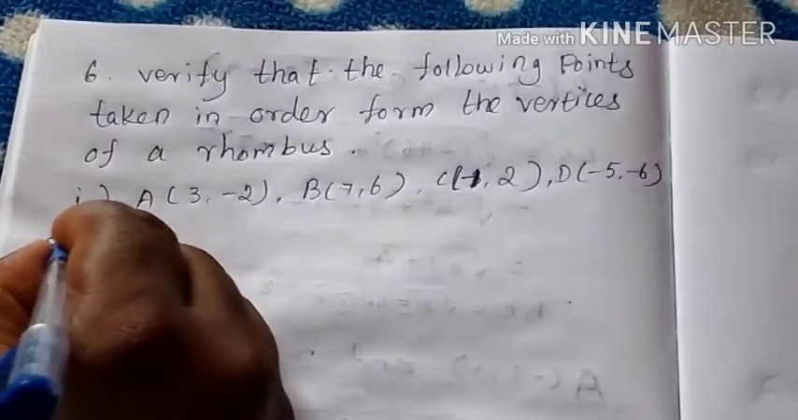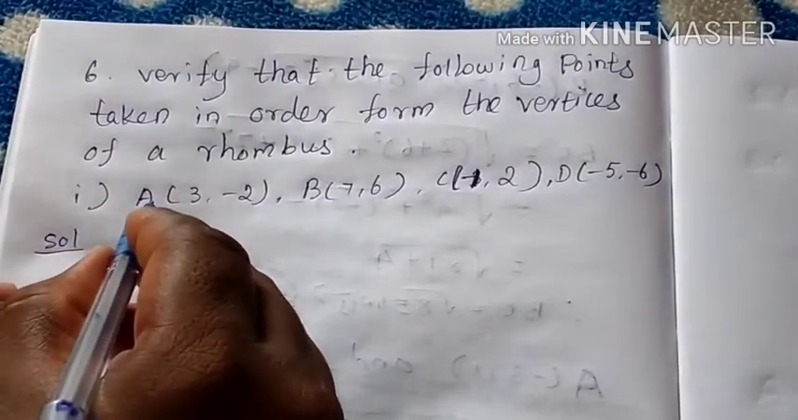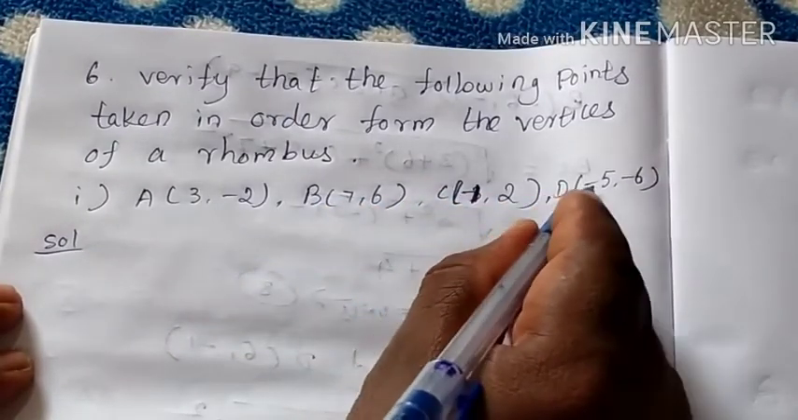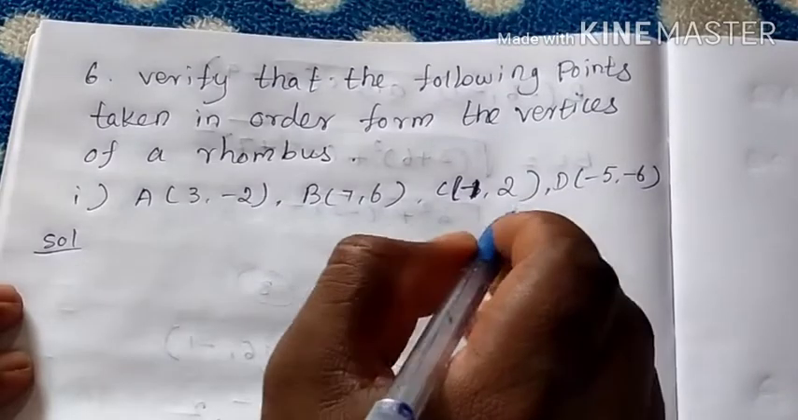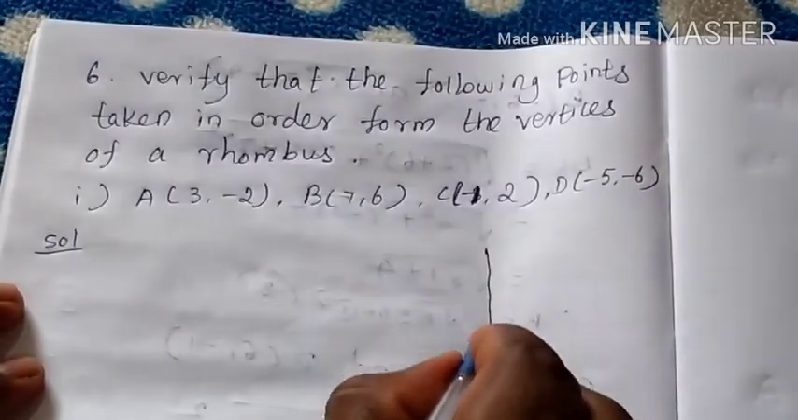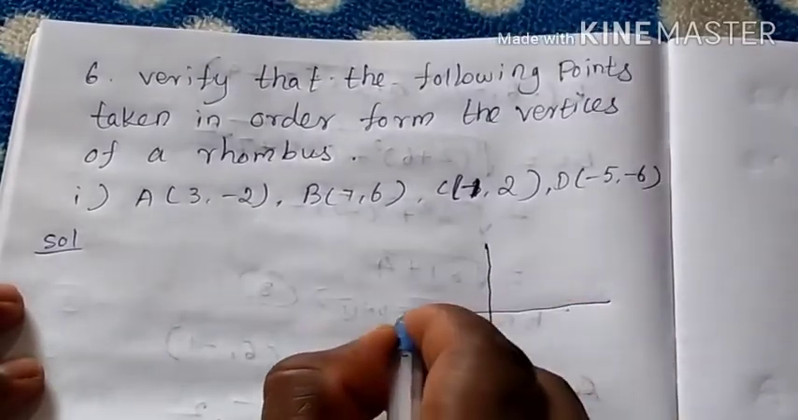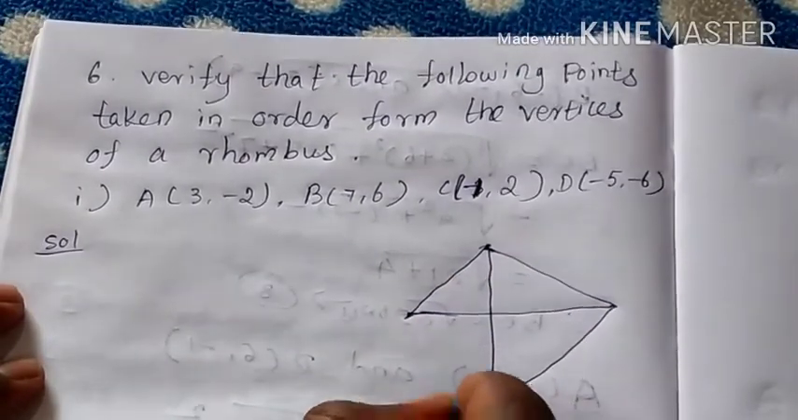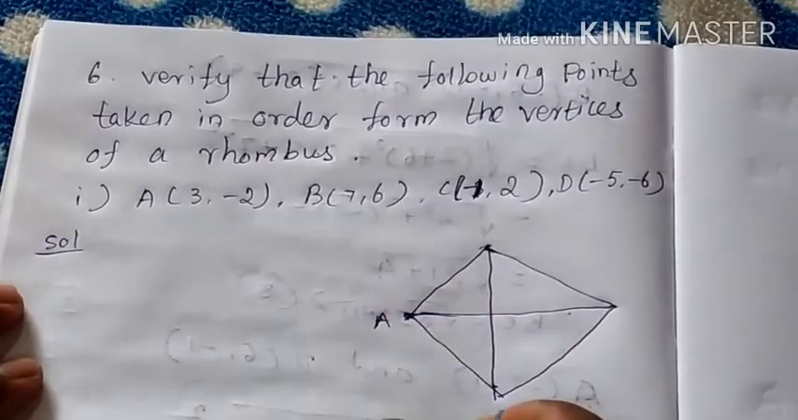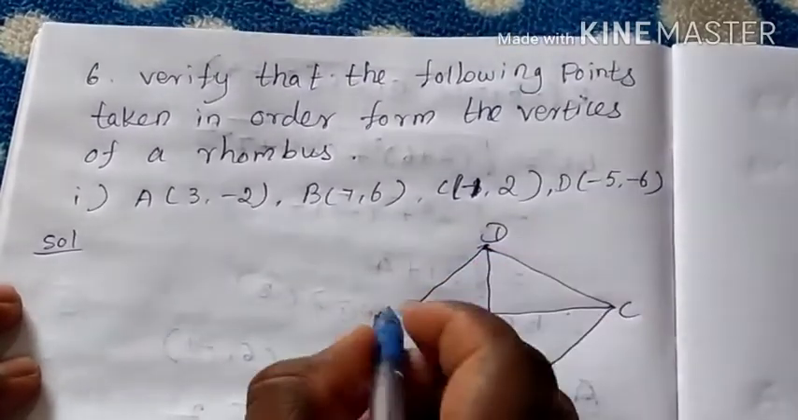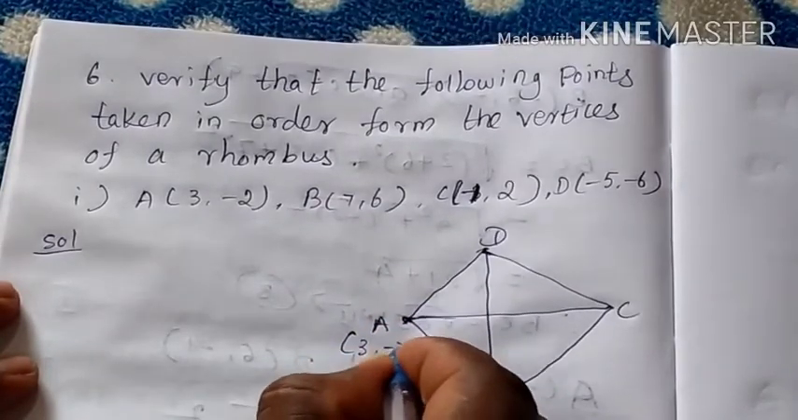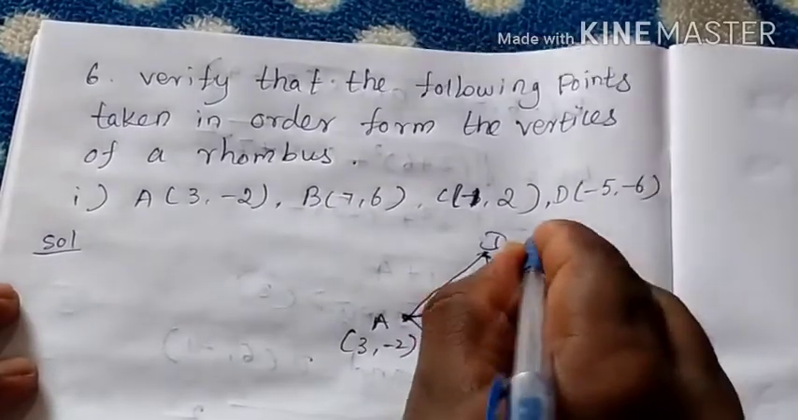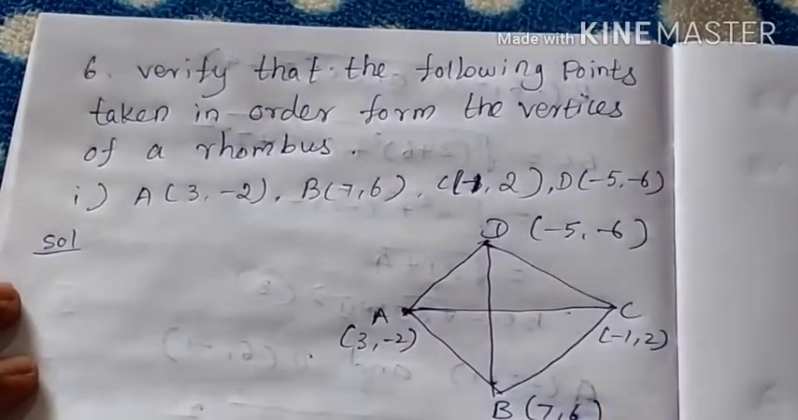Okay, the solution: the vertices are A is 3 comma minus 2, B 7 comma 6, C minus 1 comma 2, D minus 5 comma minus 6. Okay, the rhombus is this. Okay, this is A, B, C, D. The points are A is minus 3 comma 2, B is 7 comma 6, C is minus 1 comma 2, D is equal to minus 5 comma minus 6.